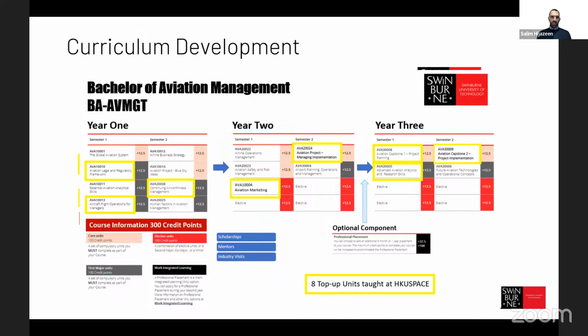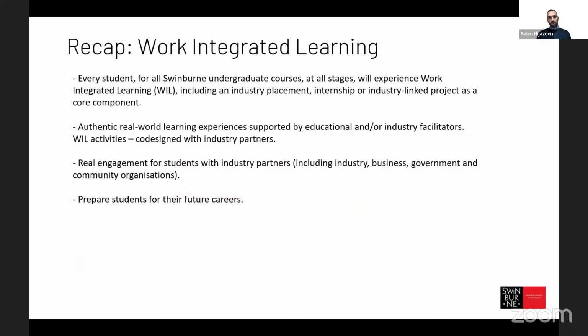So this is the structure. It's 8 top-up units taught at HKU Space. So keep that in mind. Again, if you have any further questions, please reach out and we'll get the answers for you.